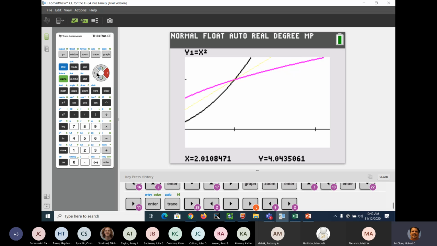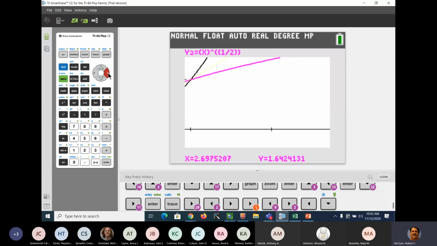Okay, does everybody agree that the square root of 4, or 2 squared, is equal to 4? I think everybody can agree with that. Okay, so 2 squared is equal to 4. So let's turn it around and let's go to 4. X is equal to 4, and we should get y is equal to 2.